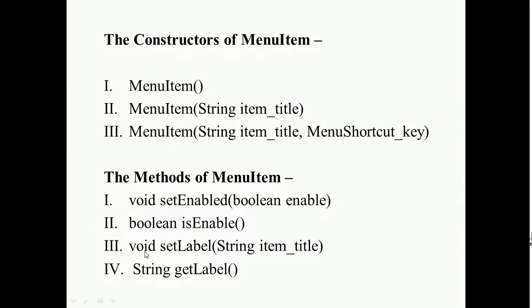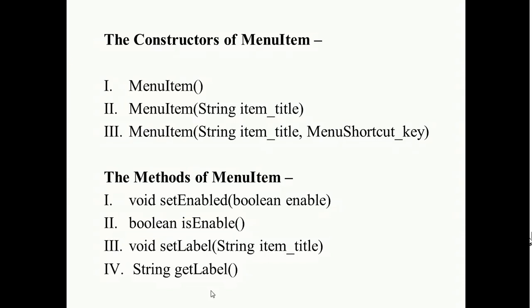The third method is void setLabel. The parameter is String itemTitle. The setLabel method is used to change the title of the invoking MenuItem object. Means setLabel is simply used to change the title of the invoking MenuItem object.